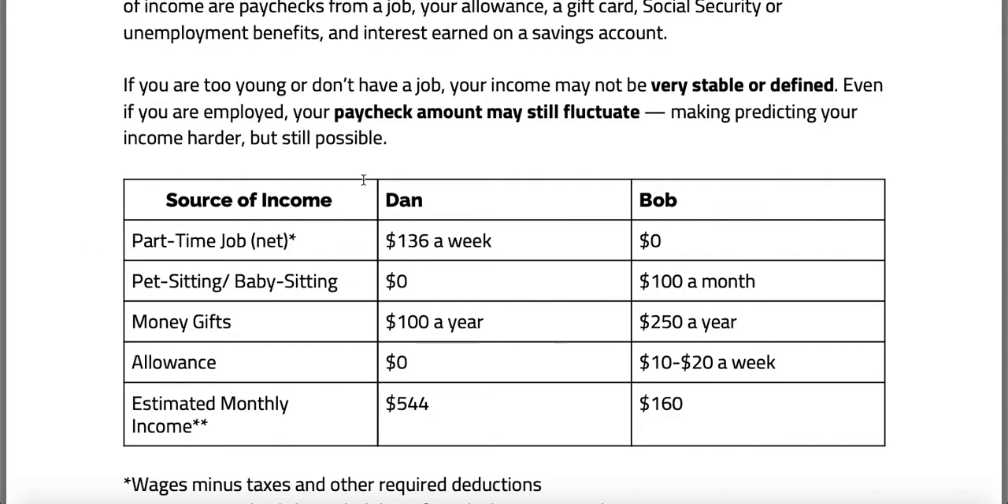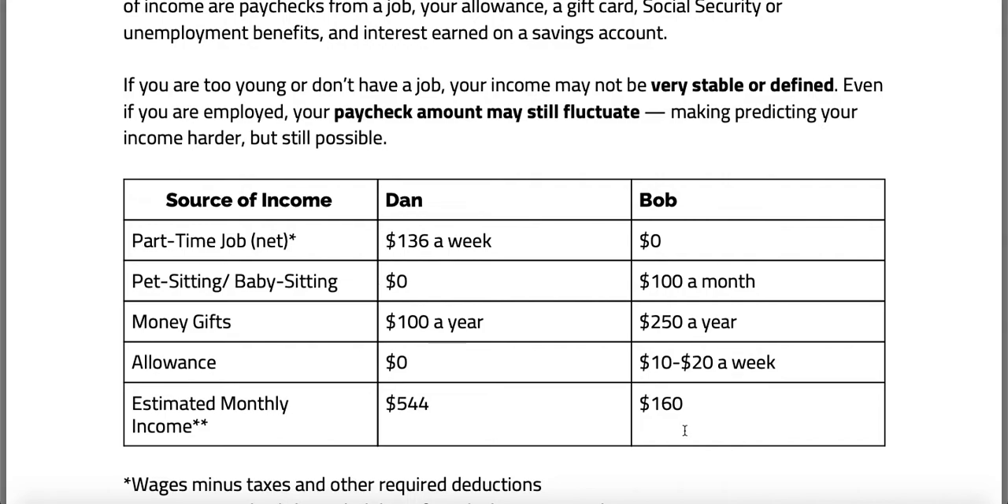Here we have Dan, who has a part-time job as well as gets money gifts, and in total has an estimated monthly income of $544. On the other hand, we also have Bob, who does pet sitting or babysitting and receives an allowance, resulting in an estimated monthly income of $160 per hour.